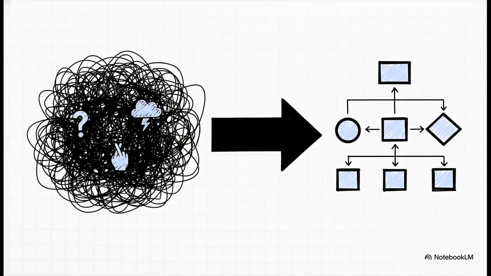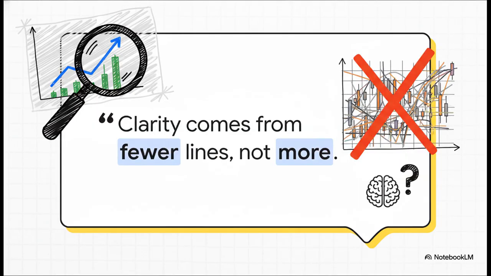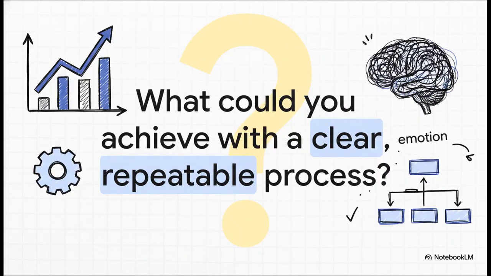So why does this matter so much? Because this process helps you manage your emotions. It replaces all that guesswork, all that hope and fear with a clear, logical, rules-based system. So if you take one thing away from all of this, let it be this. Clarity on your charts comes from having fewer lines, not more. And I'll leave you with a question to really think about. What could you actually achieve if every single one of your trading decisions was based on a clear, repeatable process instead of just raw emotion?